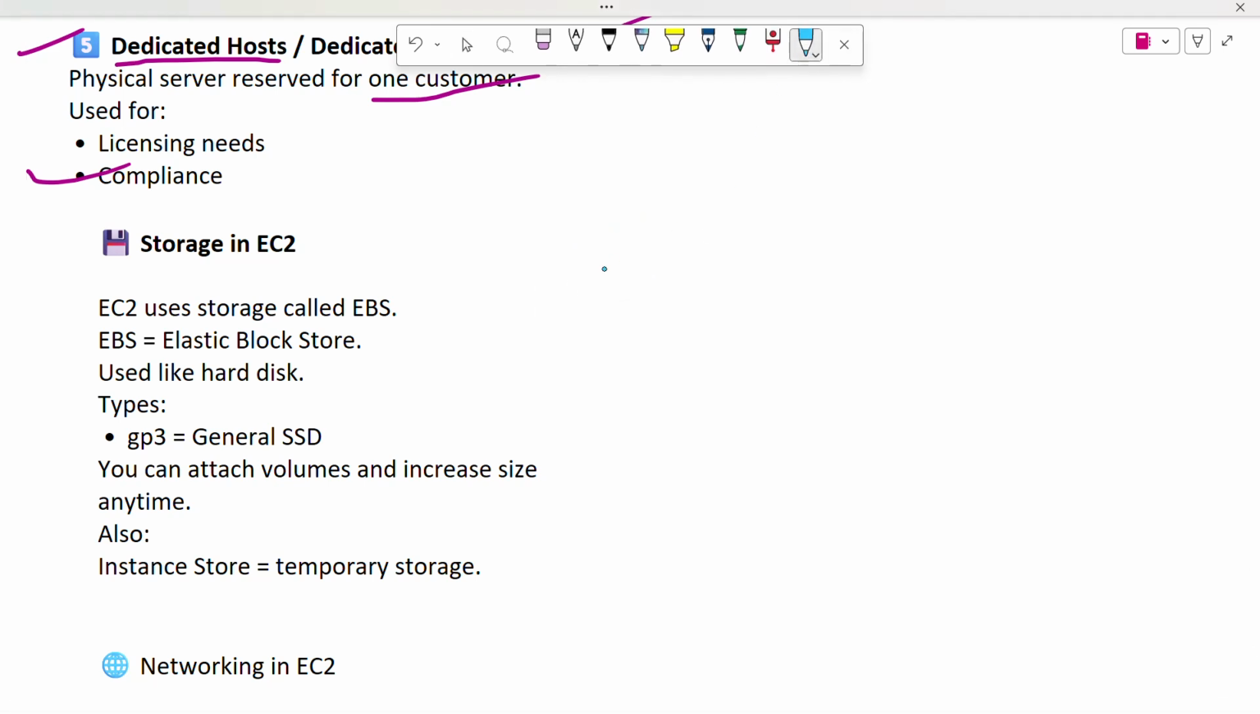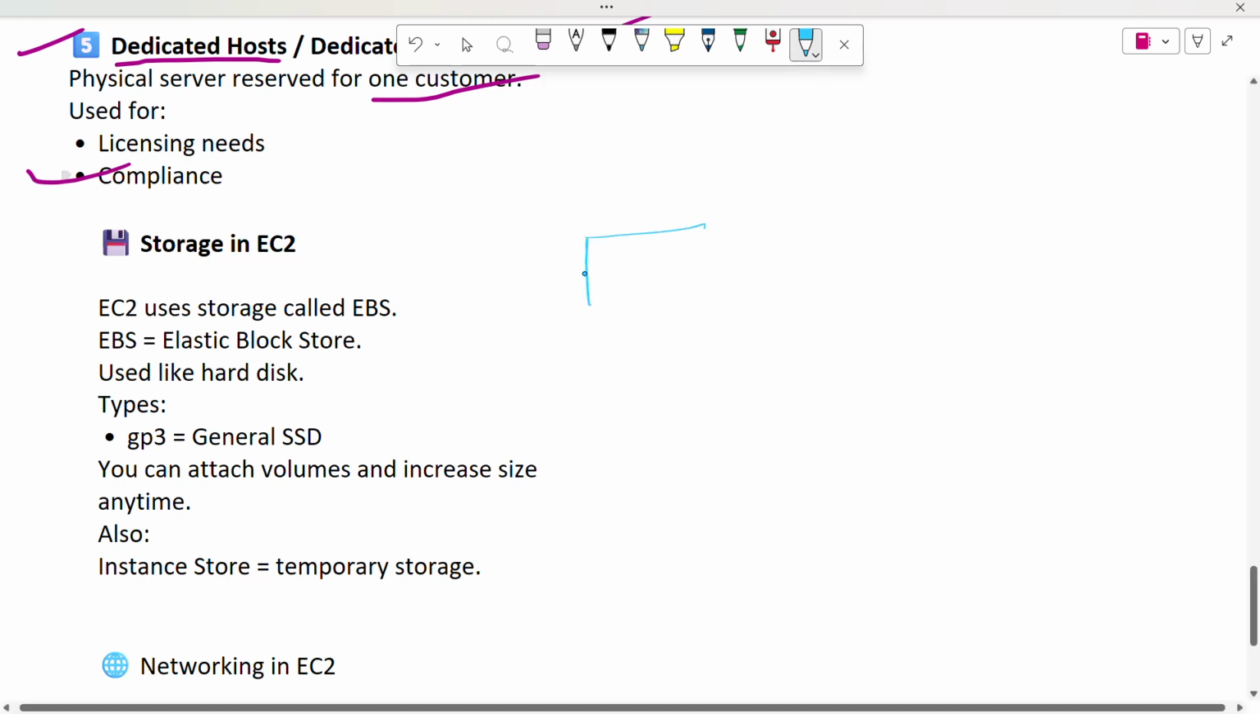Fine, works well. Okay, let's say this is my EC2 instance. This is my EC2 server, right? So for this EC2 server, there is an EBS attached to it. For every EC2 server, there is an EBS attached to it.